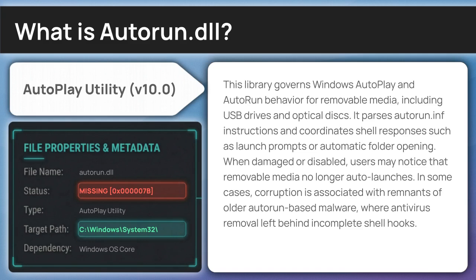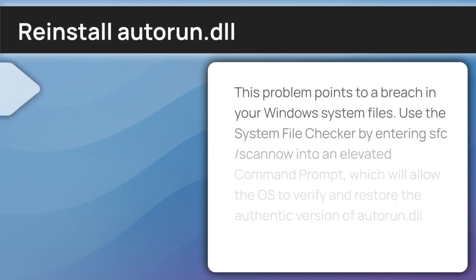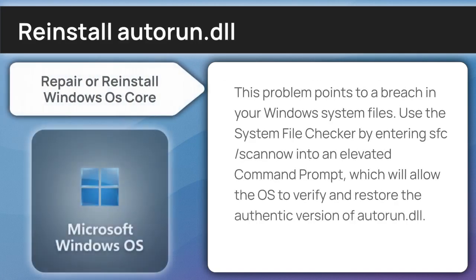Enough of the technical side. Let's get these files back onto your system. This problem points to a breach in your Windows system files. Use the System File Checker by entering sfc /scannow into an elevated command prompt, which will allow the OS to verify and restore the authentic version of the AutoRun library DLL.